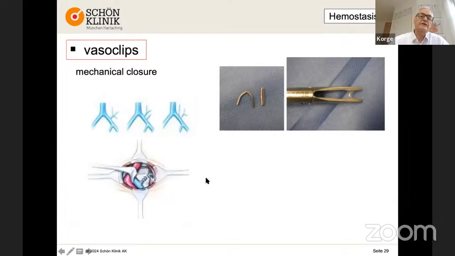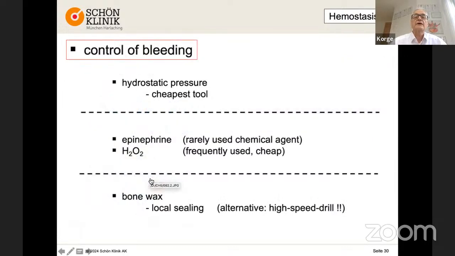Vasoclips are on a posterior approach nearly of no use, but if you go for anterior surgery, especially minimally invasive lumbar OLIF, XLIF or ALIF, whatever kind, then it's important to have the clips at least on the table, because sometimes there is some ugly bleeding. We have hydrostatic pressure, we have epinephrine, which is rarely used, or H2O2 and bone wax for the local sealing, but that you can do with the high-speed drill as well.